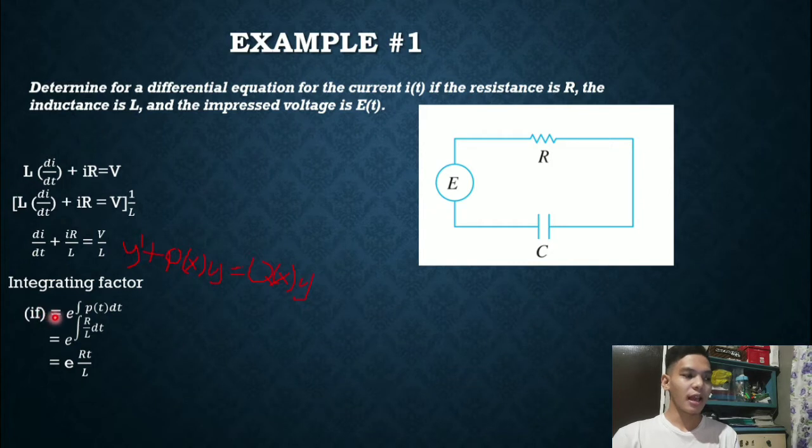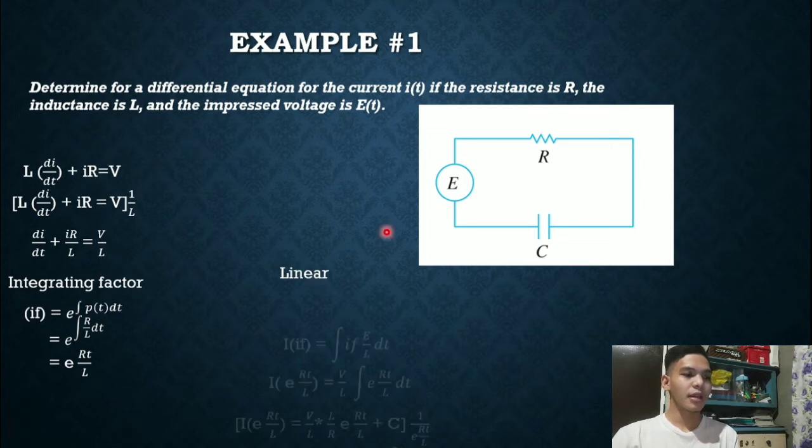We can get the IF or the integrating factor by means of raising e to the integral of P dt, which in the equation here is R over L. The second one is e to the integral of R over L dt. R over L, because the I we can remove and move as a constant. The integral of R over L dt is equal to e raised to Rt over L. Next, here we can get a linear equation.